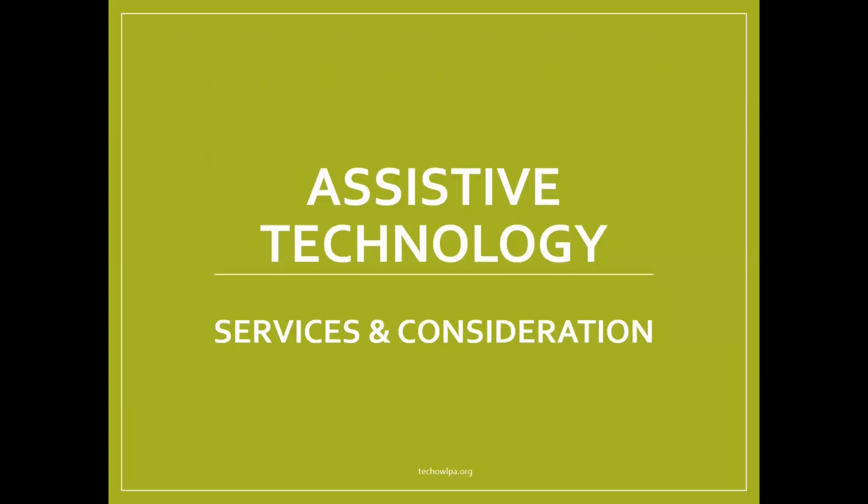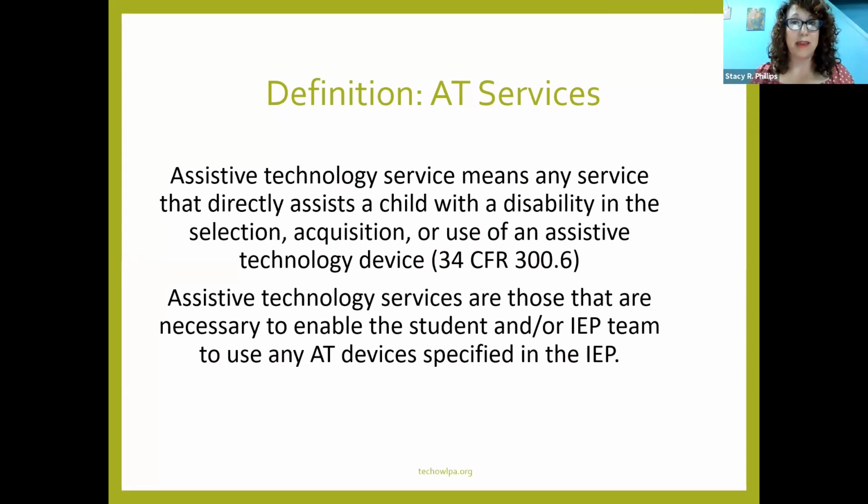Okay. So I'm going to move on to the next section where I'm going to talk about services and considerations. And that's how the IEP generally defines assistive technology and breaks it down. Not only the consideration of what a child needs, but those services attached.